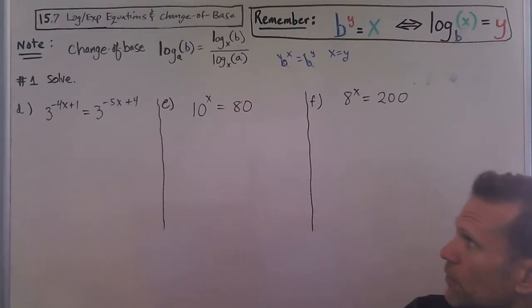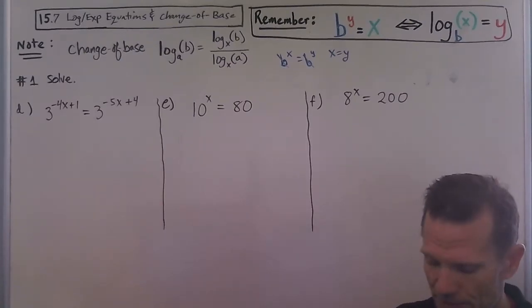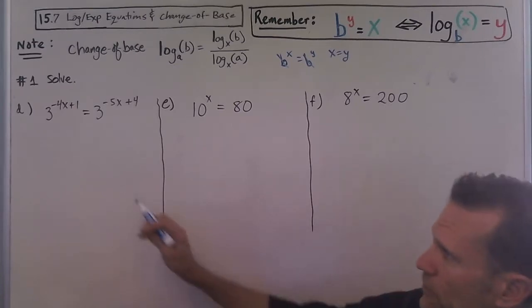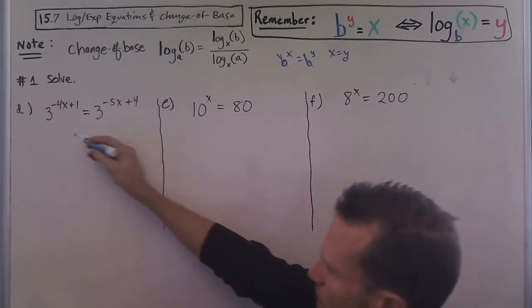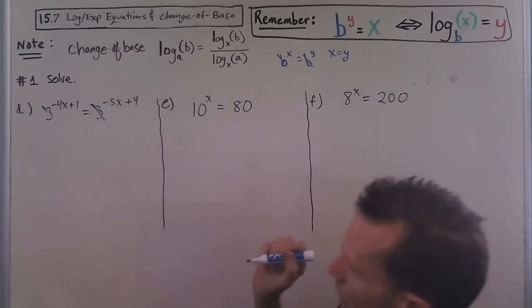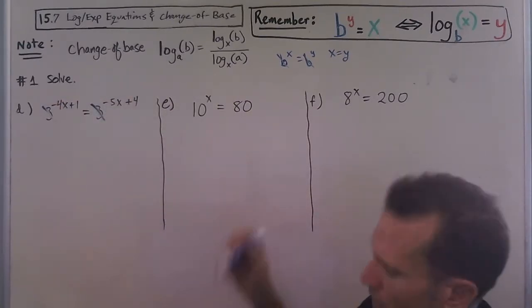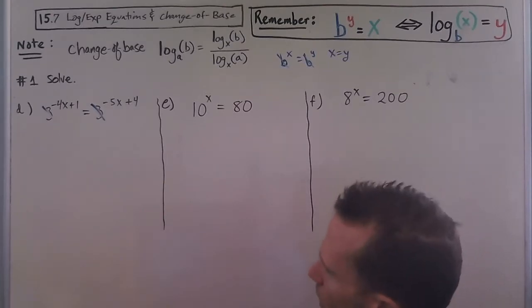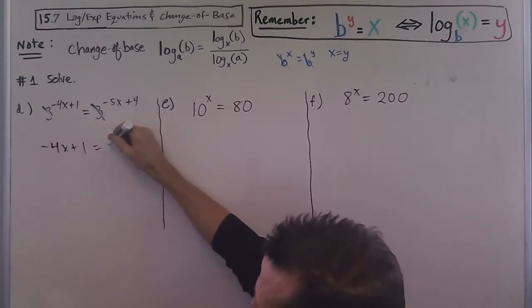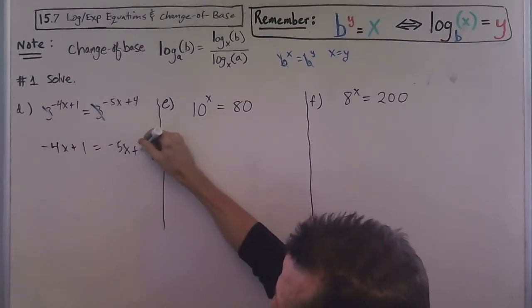Okay, three more exponential equations from 15.7. I'm going to try some various methods on these again. But similarly to the previous video, we see these like bases here. So what I'm going to do is cancel out the base, and I have negative 4x plus 1 equals negative 5x plus 4.